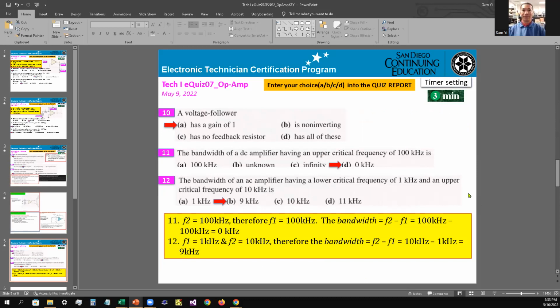Now, it has no feedback resistor, it is non-inverting. Let me see, it has all of these. Oh, okay, so 10 looks like it could be D. I have to check on number 10 here. Right now we'll go with just A, and I need to check on number 10. I'll check later and put notes on that.